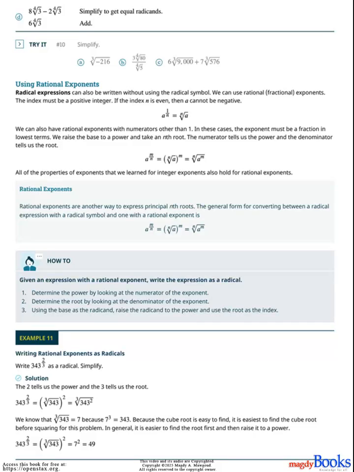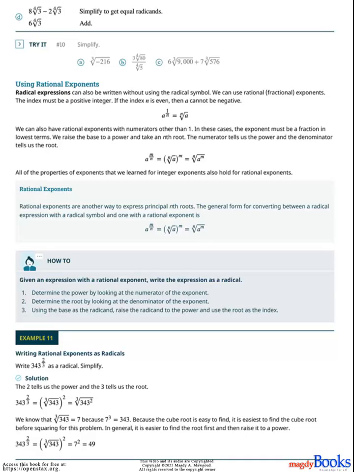Example 11. Writing rational exponents as radicals. Write 343 to the power 2 over 3 as a radical. Simplify. Solution. The 2 tells us the power and the 3 tells us the root. 343 to the power 2 over 3 equals (cube root of 343) to the power of 2, equals cube root of 343 to the power 2.